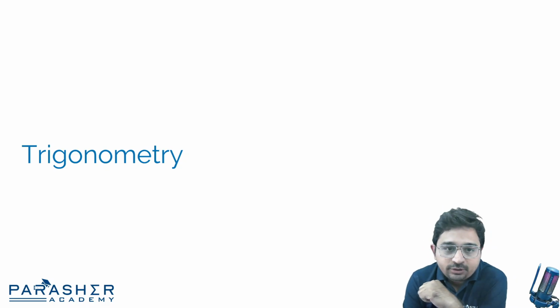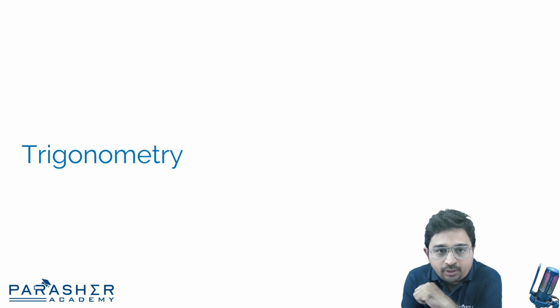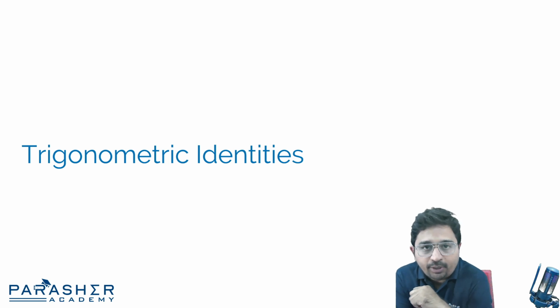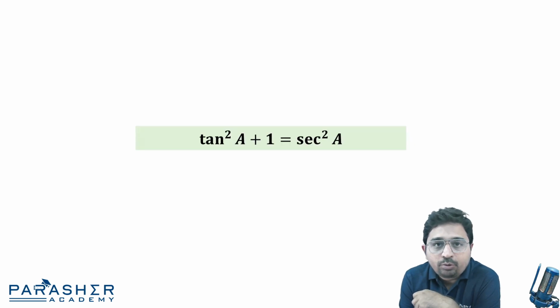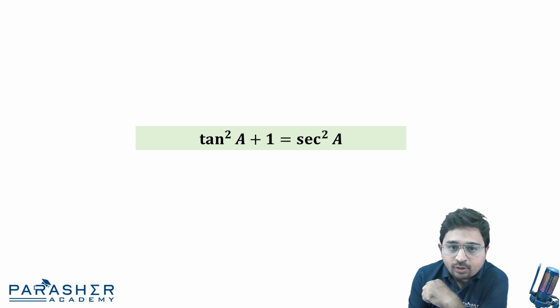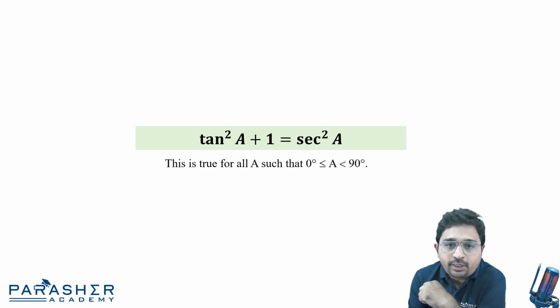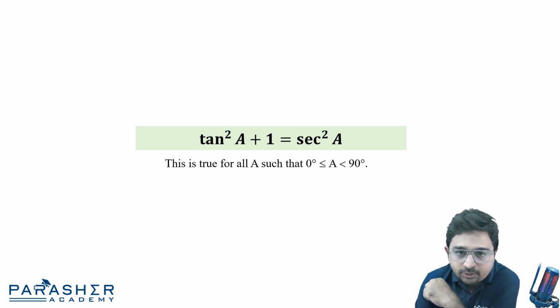Welcome back to this series on trigonometry, and this is the second episode on trigonometric identities. The first one we saw was sine square A plus cos square A equal to 1, and in this episode we are going to look at the second identity, which is tan square A plus 1 equal to secant square A. So we are going to see how we approach questions related to this identity and what it takes to master this concept.